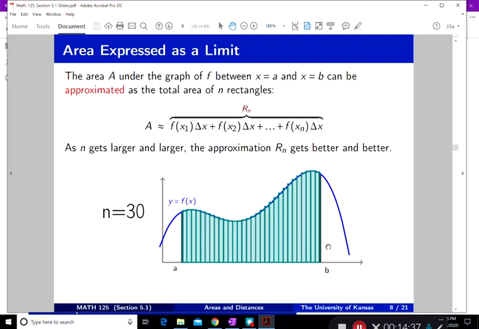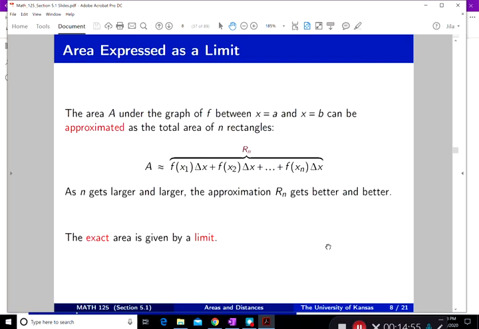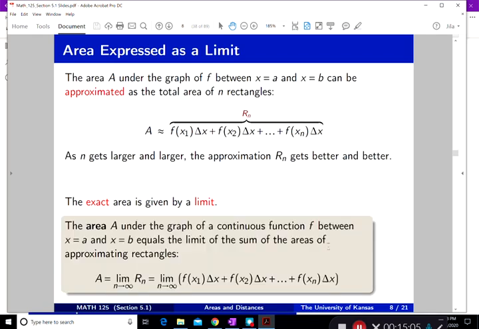If you remember, with the slope of the secant line, we were getting the 2 points closer and closer, and we ended up with the slope of the tangent line. Here with approximation, we make the width smaller and smaller, and the approximation gets better and better when we increase the number of rectangles. So the exact area is actually given by a limit of the Riemann sums.